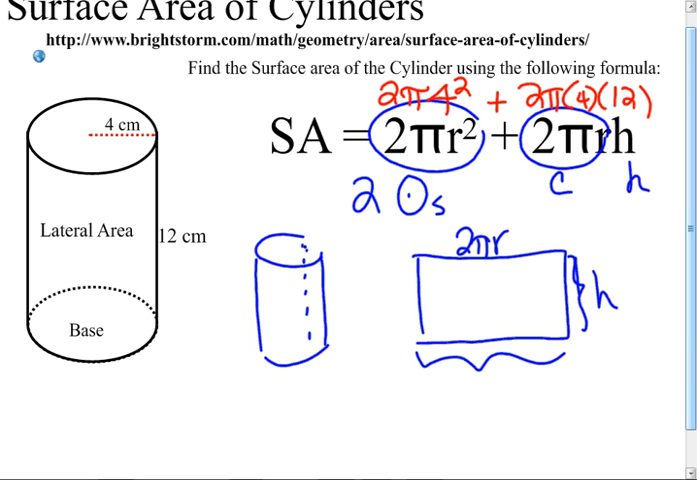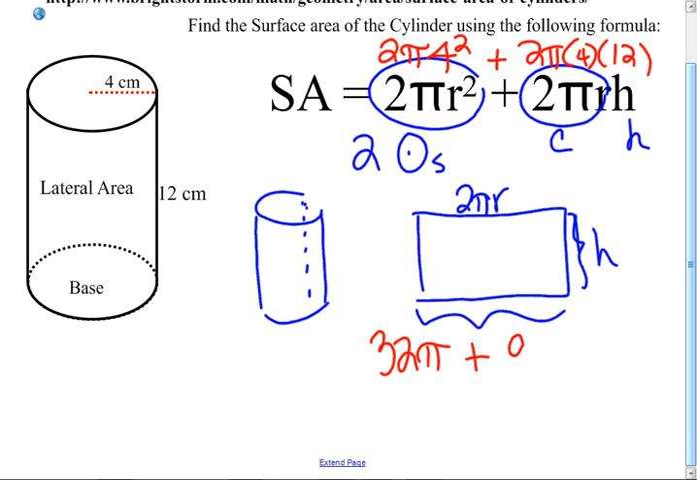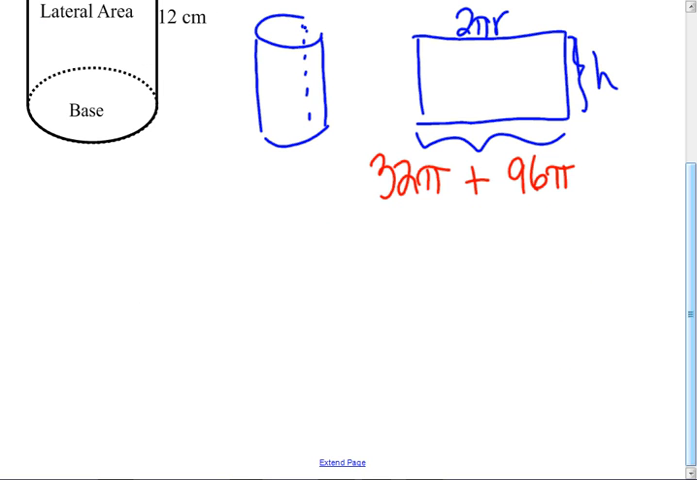4 squared is 16. 16 times 2 is 32 pi plus. And it doesn't matter how you multiply this out. I would go 4 times 2, which is 8, and 8 times 12, because I know that one is 96. No, you're just going to use the formula. Now, some of you struggle with adding that. You can add those. But the question comes into, why can you add them?